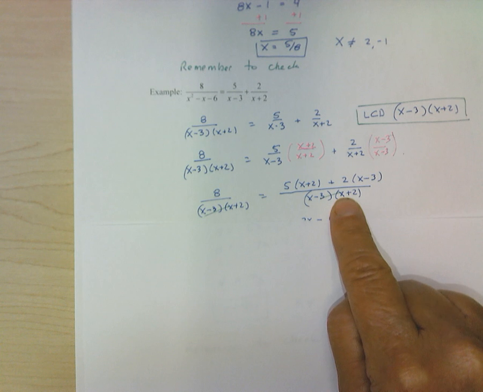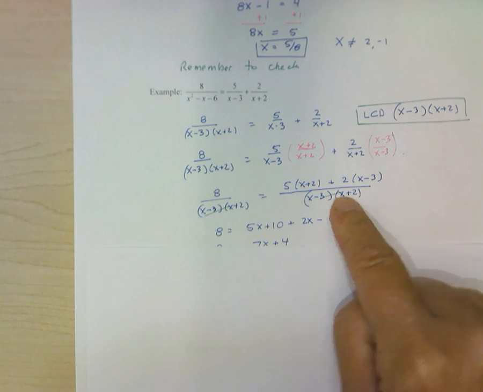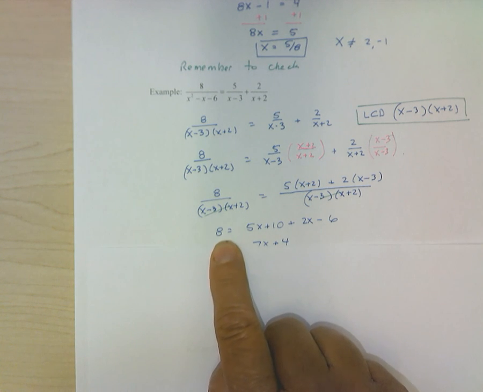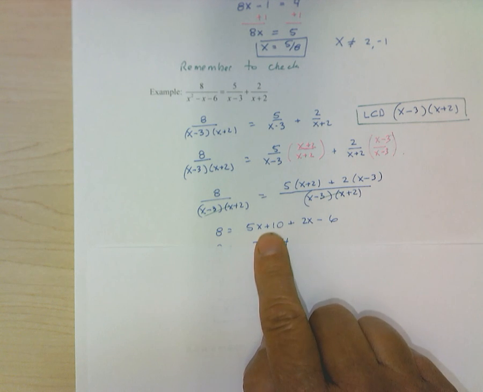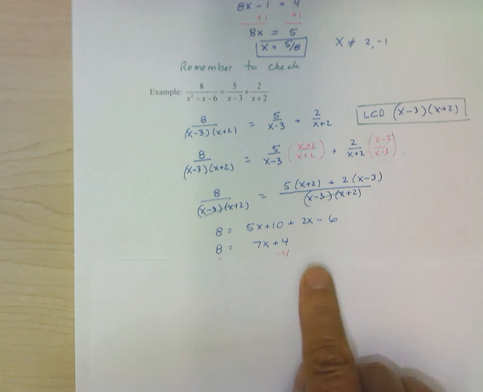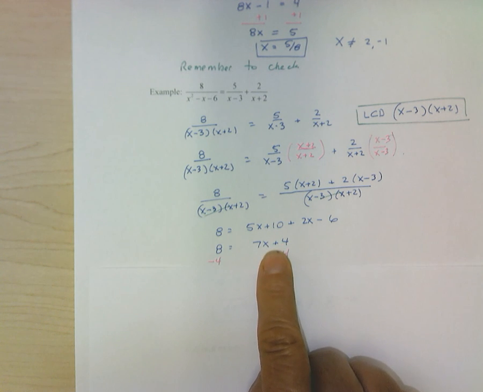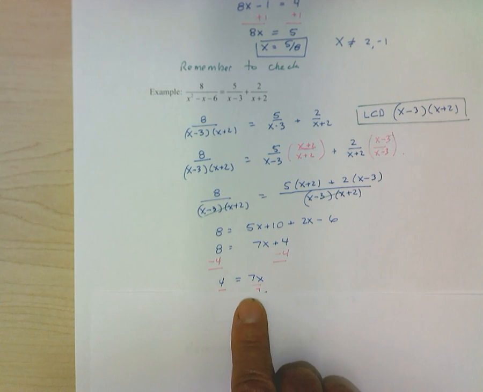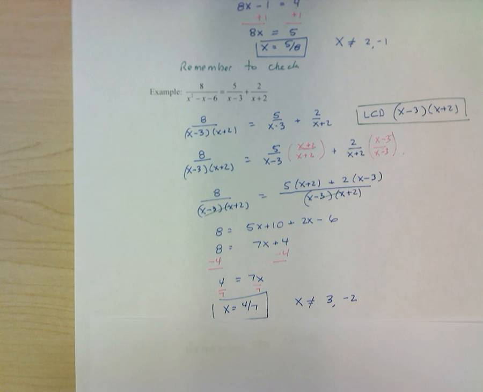My denominator comes along, but the next step, I don't write the denominator. I just have 8. I distribute the 5 into the x plus 2. I distribute the 2 into the x minus 3. I'm combining like terms on the right-hand side, so I have 7x plus 4. Subtract 4 from both sides, I get 4 equals 7x. Divide by 7, I get x equals 4/7. Once again, look at my excluded values, make sure that this number is not extraneous. It's not, it's fine, and I check my work, and it works out fine.